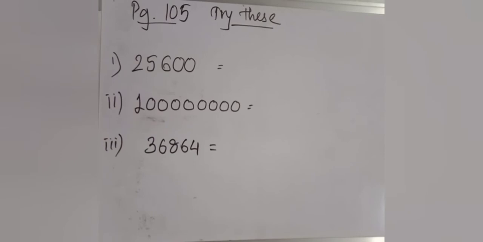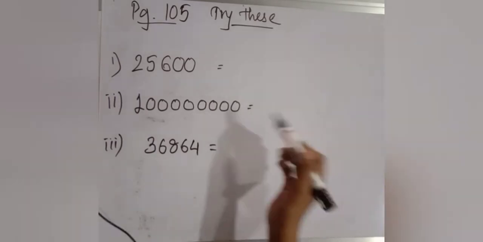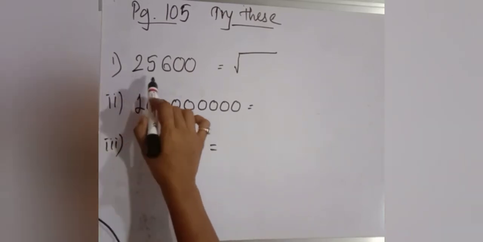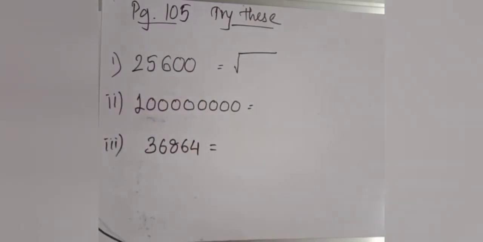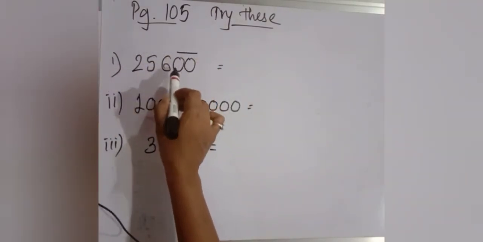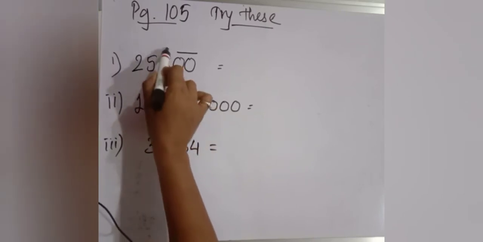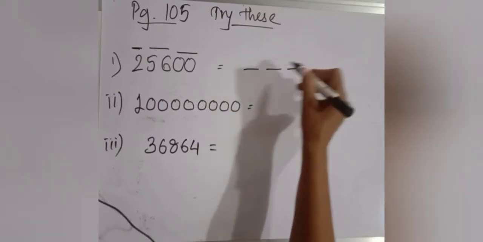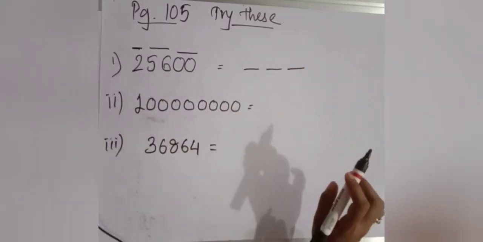Page number 105. Try these sums. The question is: without calculating square roots, find the number of digits in the square root of the following numbers. Without calculation, we have to find what the answer will be when we do the square root. How many digits will be there in the answer when we do the square root of 25,600? Simple method, by putting the bar we will know the number of digits in the square root. So double bar on the double digits starting from ones place: 00, 56 and 2. So we will get a 3-digit number as the square root of 25,600.